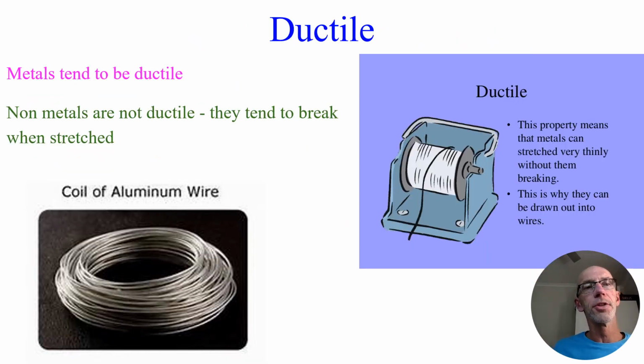The fifth characteristic is ductility. Something that is ductile can easily be stretched into wires. Metals tend to be ductile. That's why we use them in cabling. Whereas non-metals tend to not be ductile. We can't stretch them. If we try to, they'll tend to break.